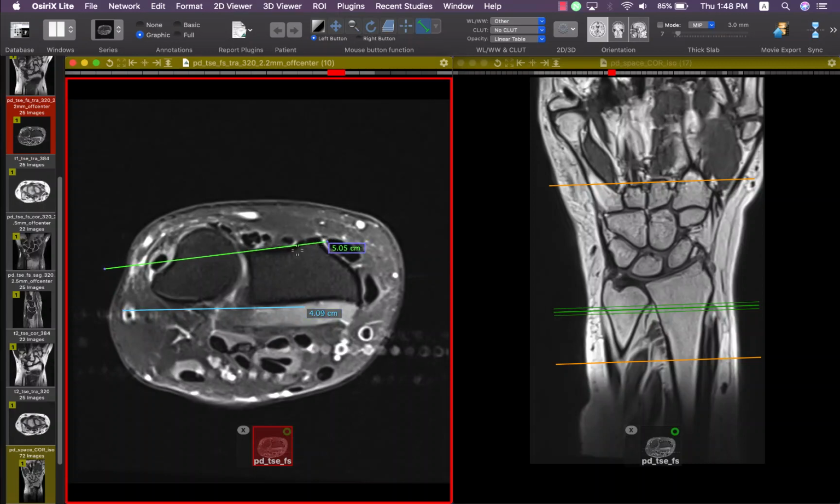Sorry, in between these two lines. So here there is some sort of dorsal subluxation of the ulnar head, and this is matching the association of the injury of the dorsal radioulnar ligament. So this is a typical example for the injury of the dorsal radioulnar ligament associated with dorsal instability of the distal radioulnar joint.